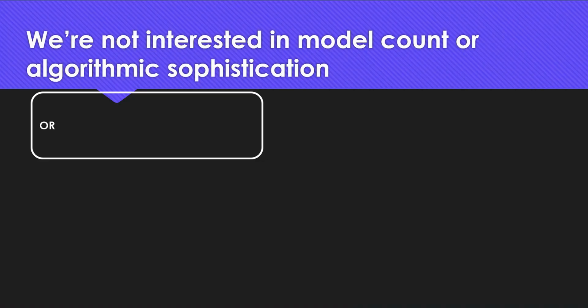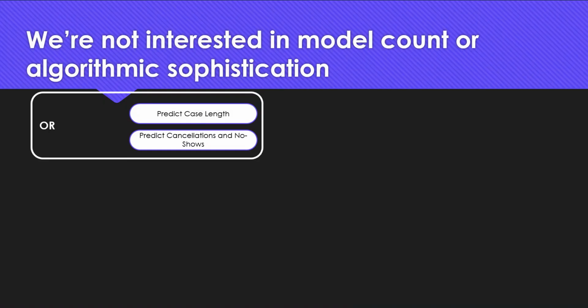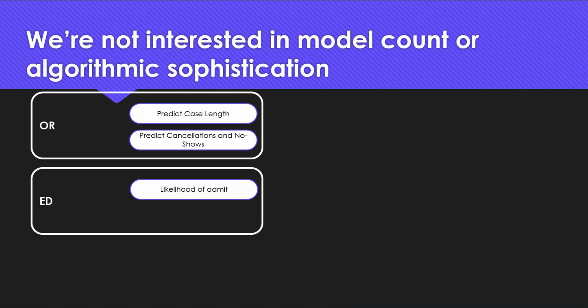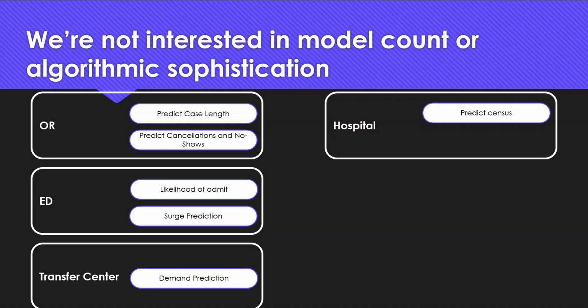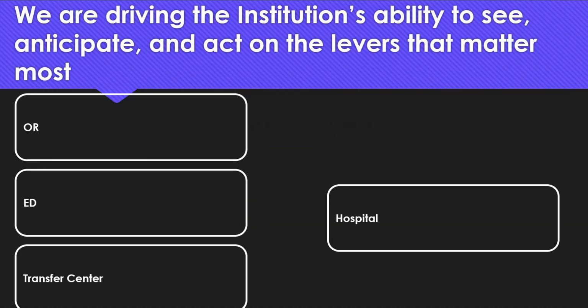If we were to just focus on predicting a specific outcome, as many do early on in problem solving with analytics, we're going to go to the OR and predict things like case length or cancellation rate. In the ED, we'd predict likelihood of admit or surge predictions, predict demand in the transfer center, census in the hospital, or disposition. Instead, we're moving towards driving the institution's ability to anticipate and act on the levers that matter by using optimization as a technique.